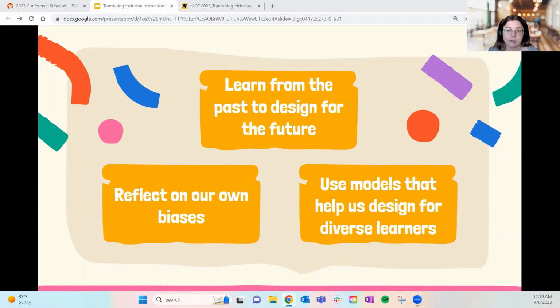So we need to use models that really help to make sure that all of our learners' diverse backgrounds and needs are represented. So with that in mind, and with these preparation techniques, we can then prepare to create an inclusive online learning environment using these strategies, rather than just implementing one inclusive strategy, again, because one strategy does not create an inclusive learning environment.